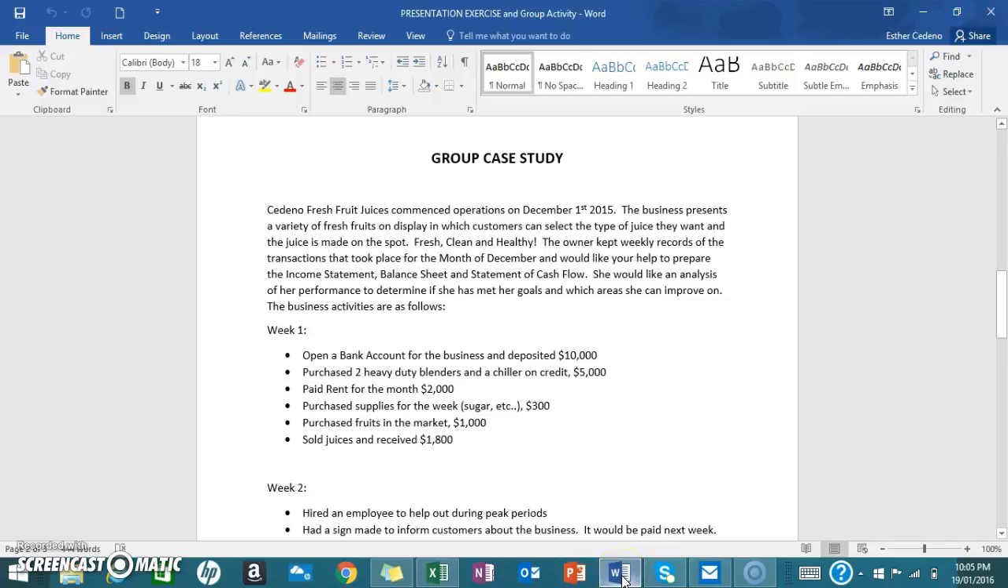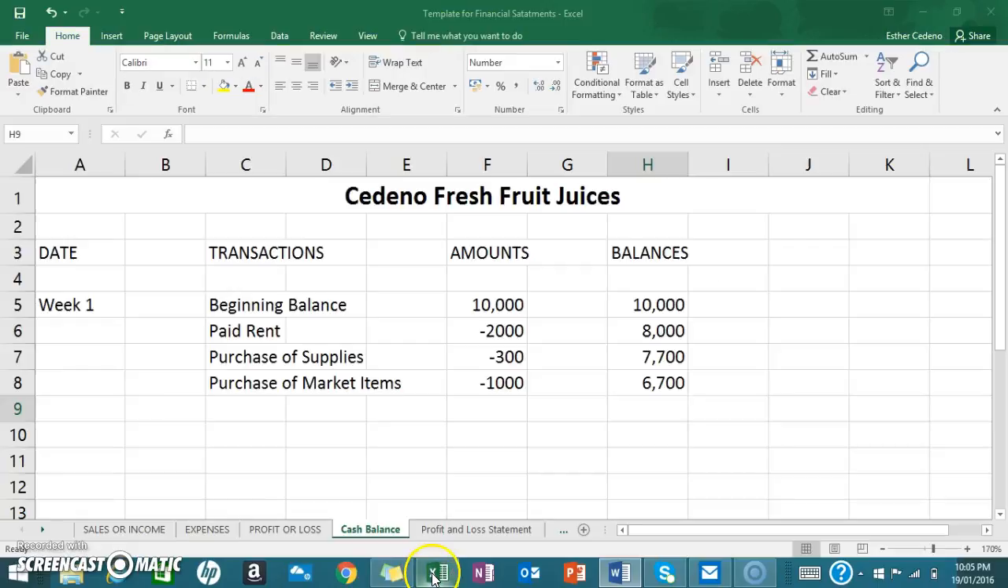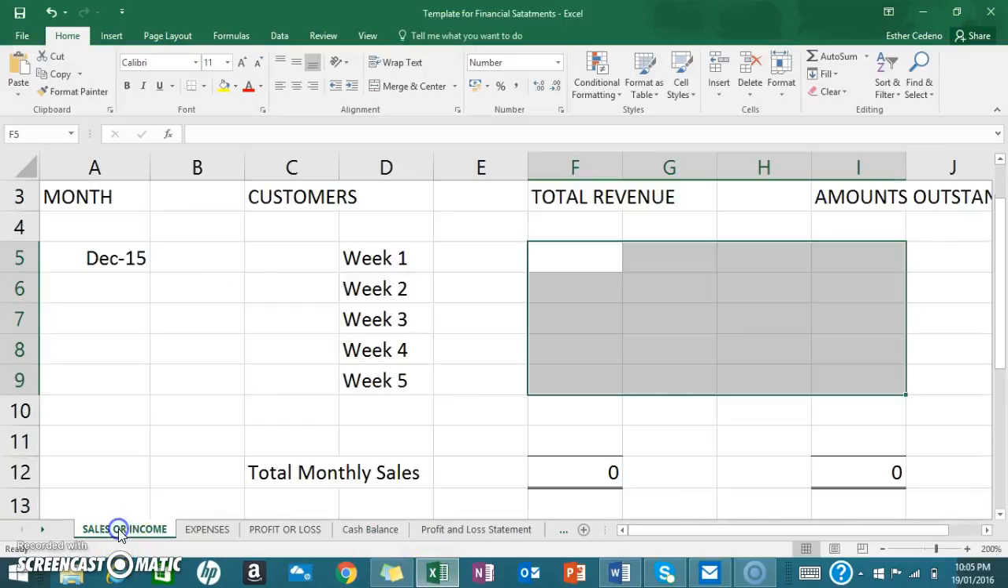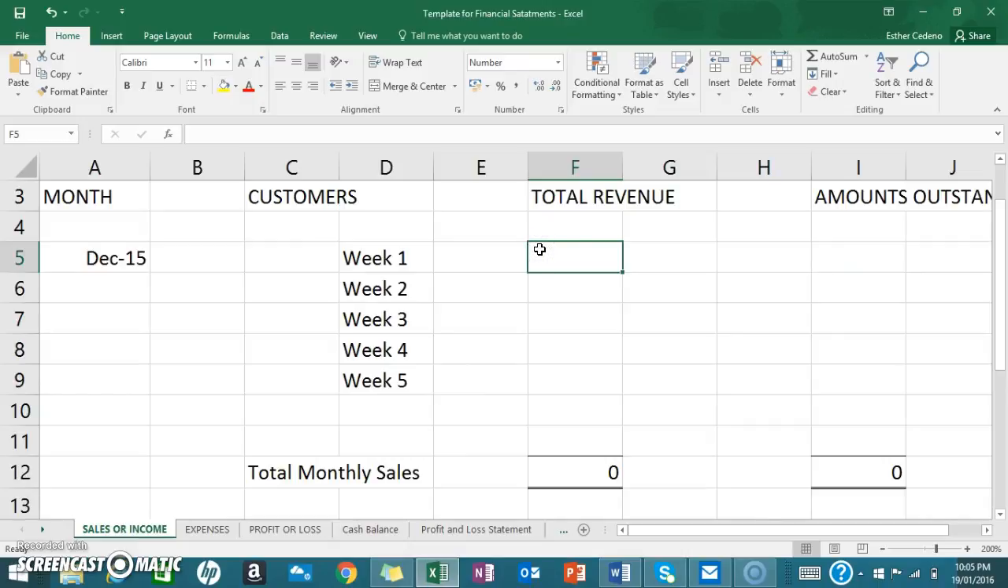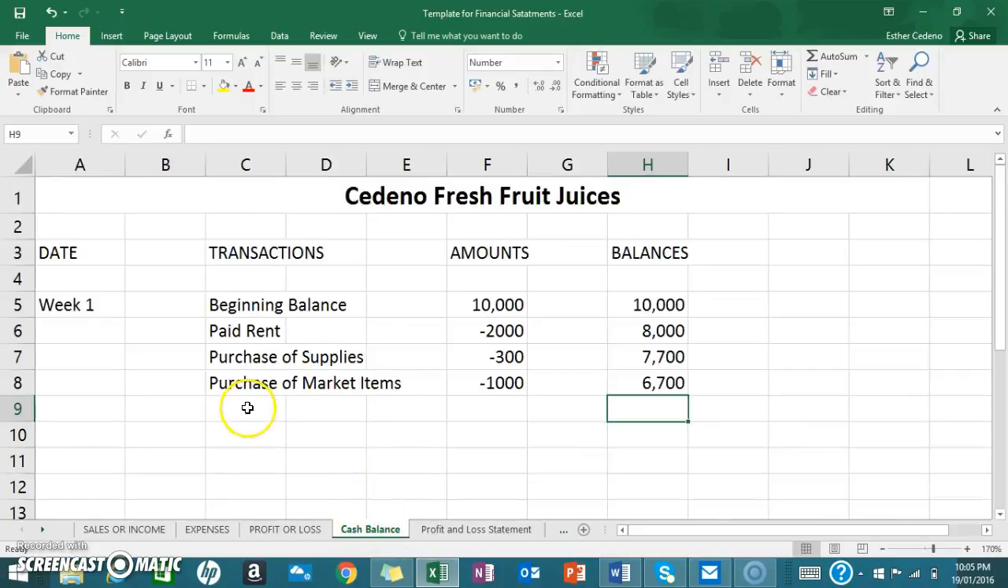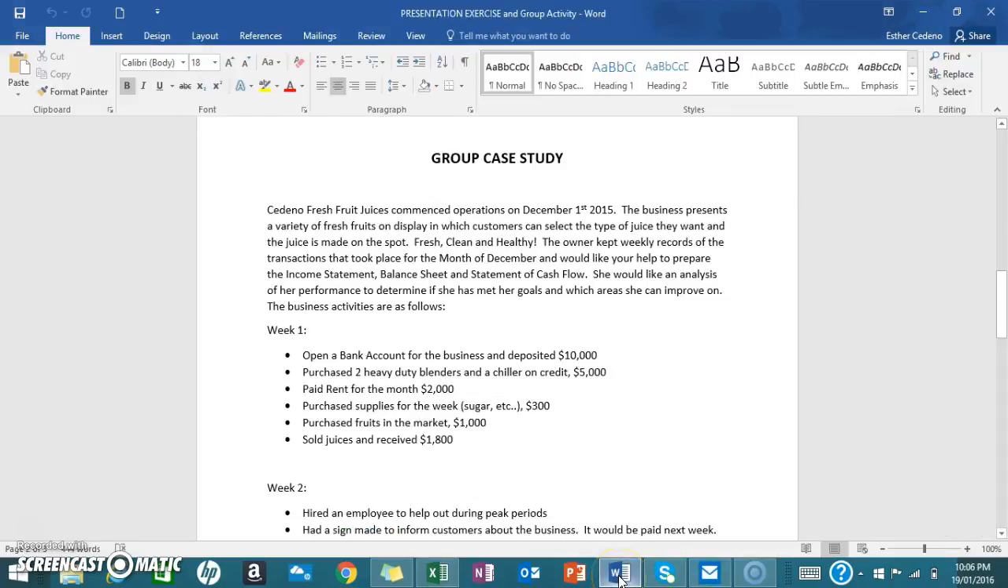The next item is the sale of juices and received $1,800 in cash. So that is actually income that the business received. So from week 1, they received 1,800 cash and nothing was outstanding on that. So we're just going to record cash balance. Sold juices and received 1,800. That means cash would have actually increased to 8,500. On to week 2.